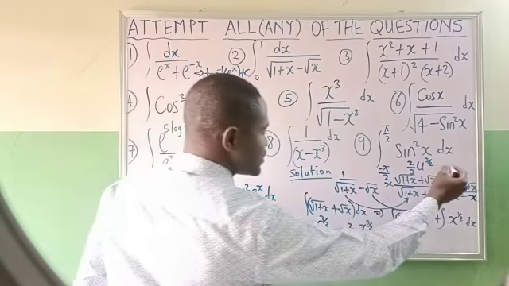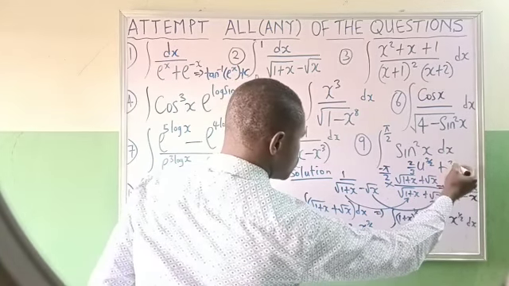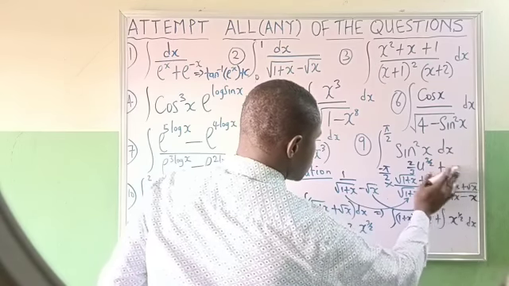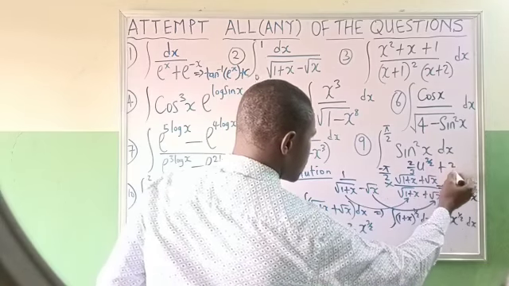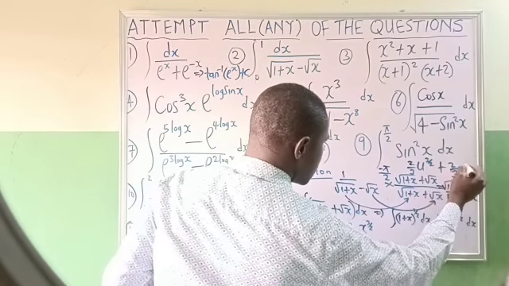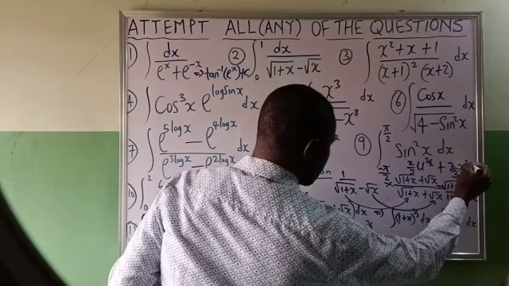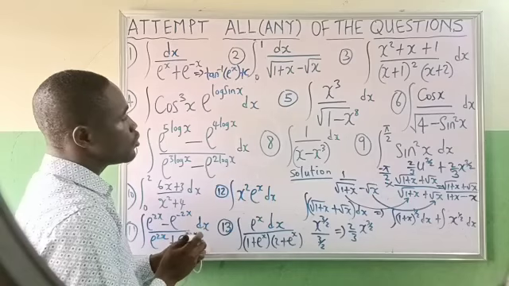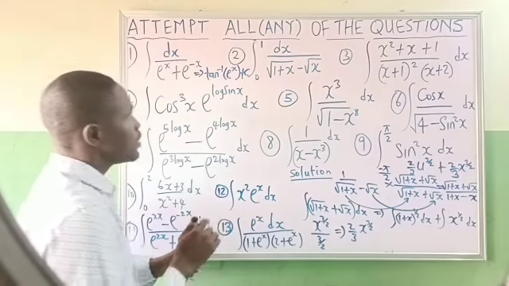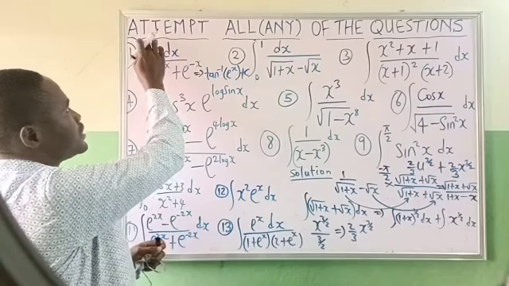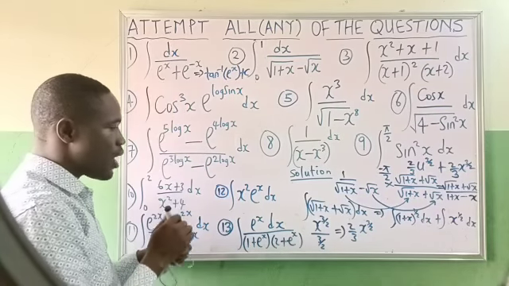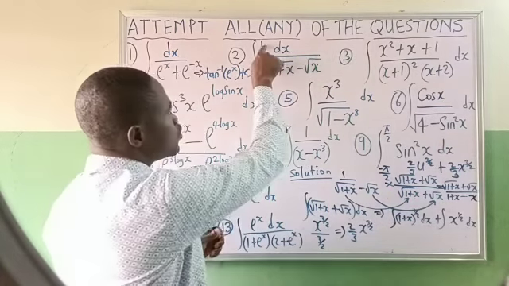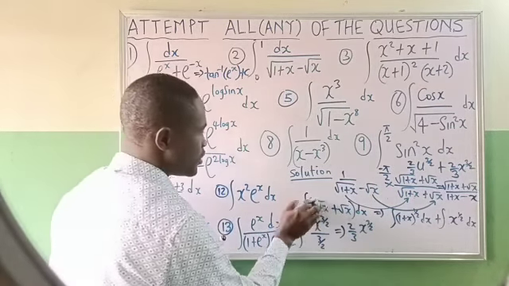I will now say plus 2 over 3 x raised to power of 3 over 2. Now, I have gotten my answer. I will not add plus c in this one. Here I added plus c because this integral sign does not have upper and lower limits. So I will not put plus c in this one. I will make use of the upper and lower limit given to me. See how we do it.